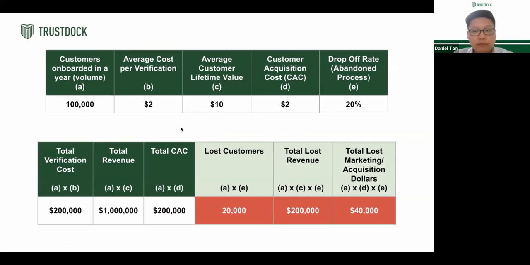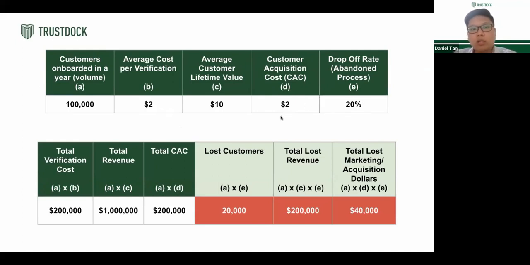So here we have a very simple case study. For example, the annual customers onboarded within the year is about 100,000. The average cost per verification is $2. Each customer provides about $10 in lifetime value, and this is, quite conservatively speaking. Customer acquisition cost is $2. The drop-off rate is about 20%.